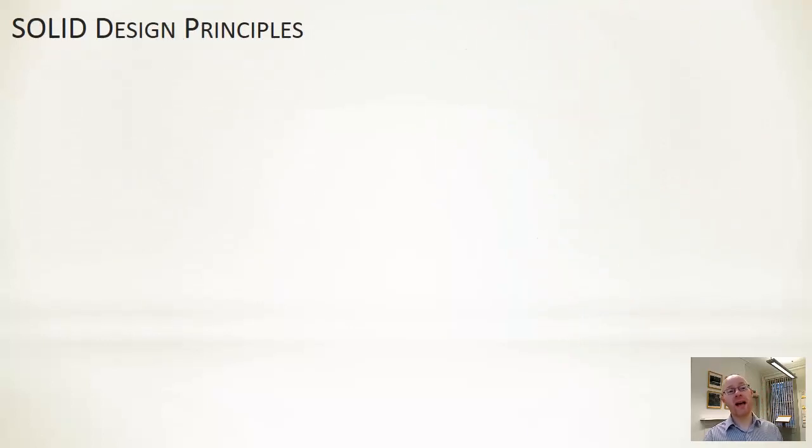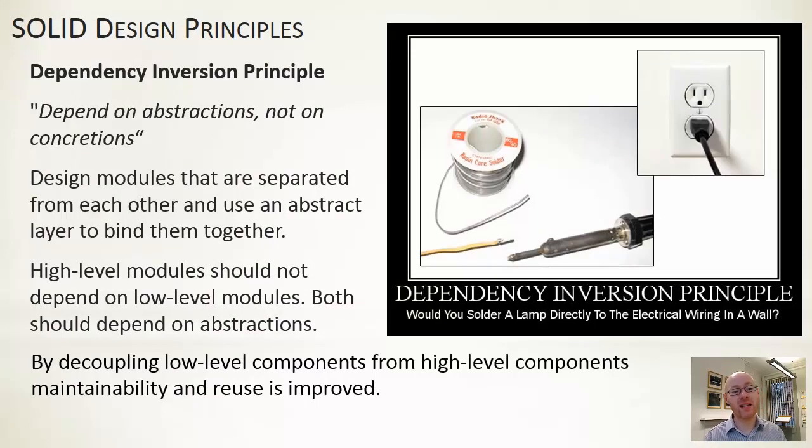The final one we have, the D, is the Dependency Inversion Principle. And it says you should depend on abstractions, not on concretions. And what this is really talking about is high-level systems and low-level systems. And again, the image maybe gives a good introduction to this: would you solder a lamp directly to the electrical wiring in a wall?